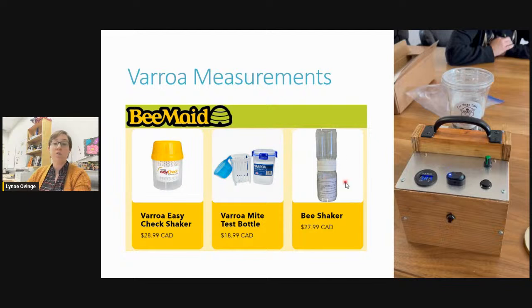Okay, and also I just took these from BeeMade. These are their pictures. I'm not trying to sell these things. It was just, I couldn't crop out the prices. And then we have these other options. And with these two options, really, the bees are kind of in the water and then you're swirling them.